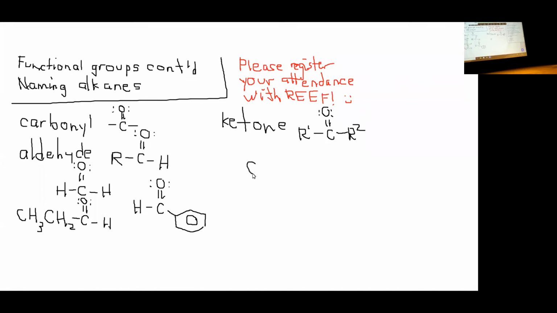And so the simplest possible ketone that you can get has 3 carbons, in which both of those alkyl groups are methyl groups, which is CH3. And you can't get a smaller ketone than this.